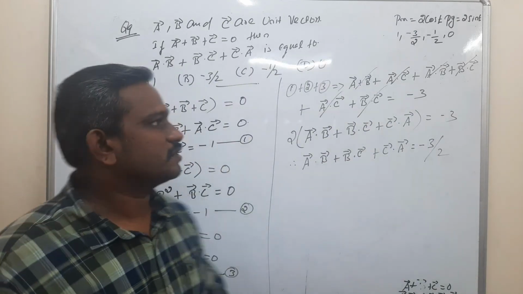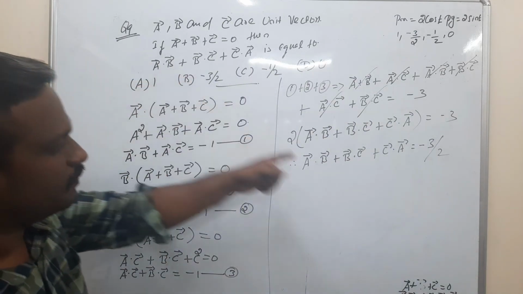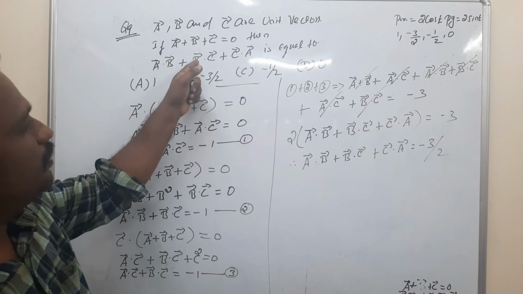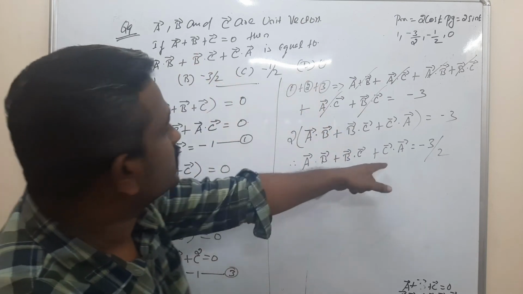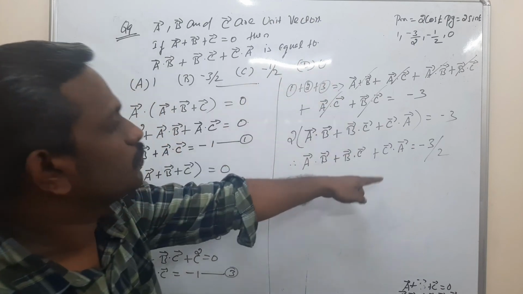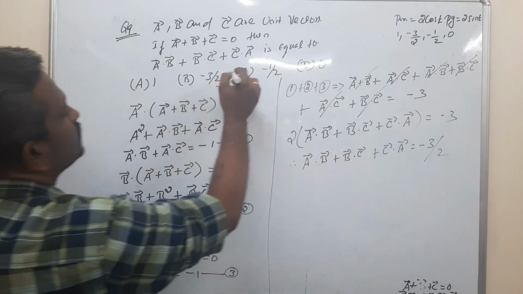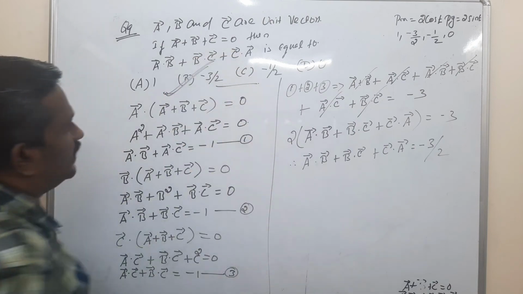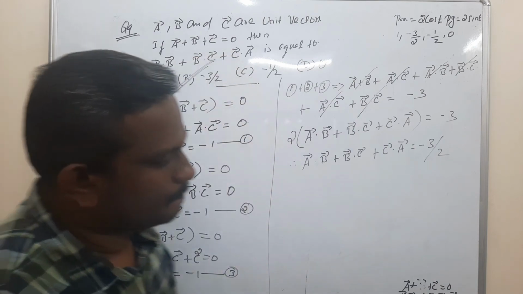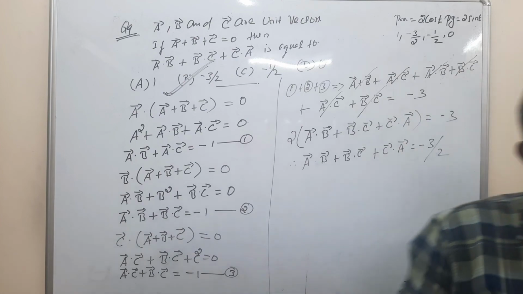So listen to the question. We have to prove A vector dot B vector plus B vector dot C vector plus C vector dot A vector is equal to. So the options, my option B is minus 3 by 2. So this is the answer, minus 3 by 2. So clear?